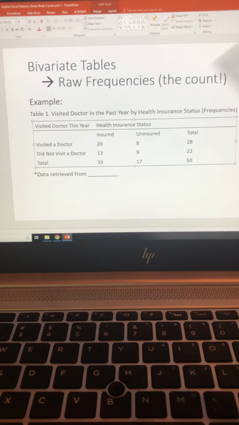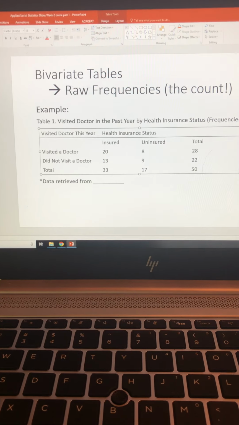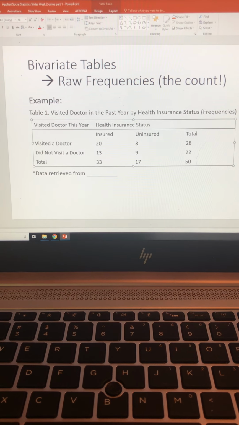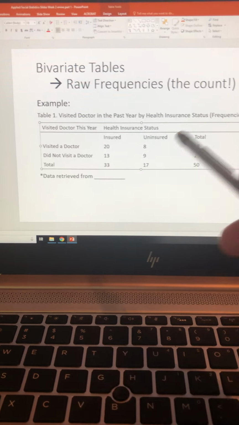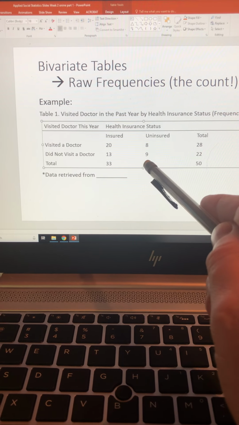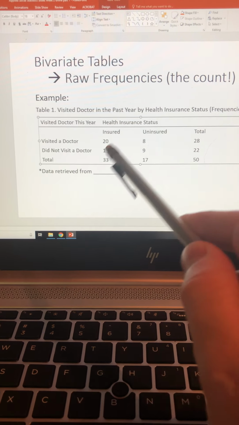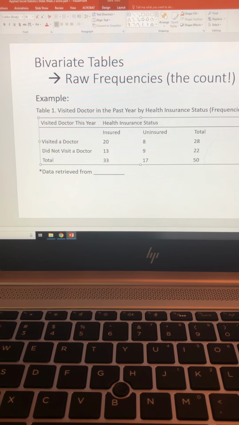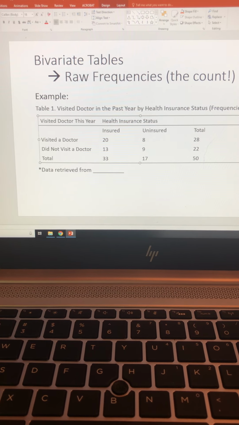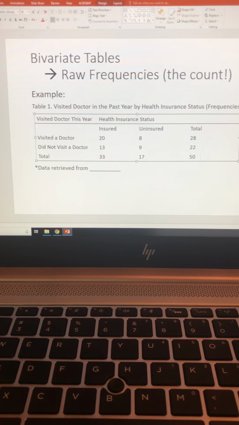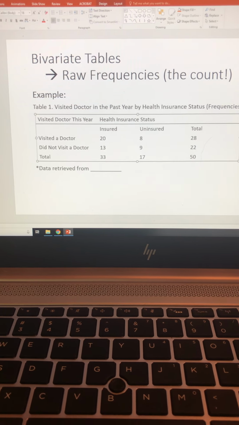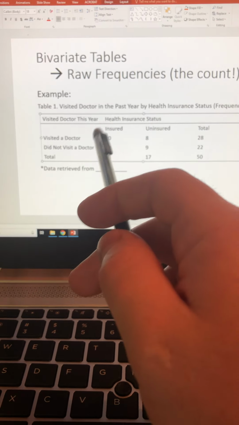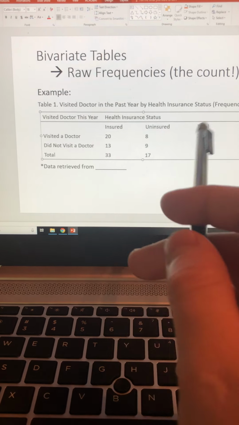So keep in mind too that we're just looking at the frequencies of 2 variables, right? We could look at just the frequency of insured, uninsured. That's 33 to 17. We could look at the frequency of visited a doctor versus not visited, 28 to 22. We've done that before. This is basically combining the frequencies of 2 variables and looking at the relationship between them. So the marginals are stuff you've done before.